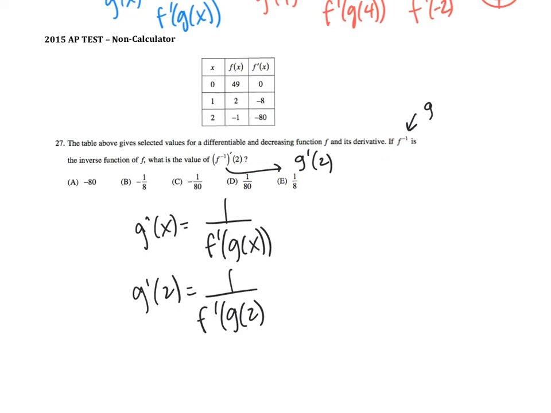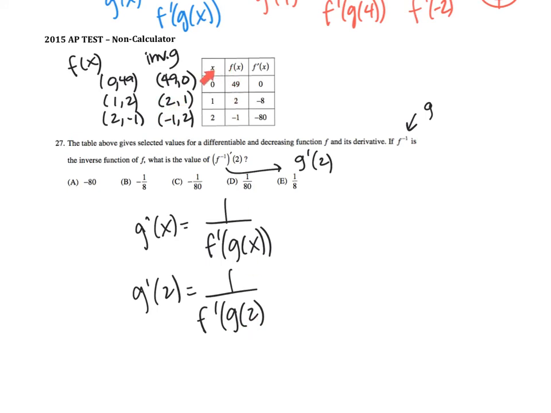Well, let's think about what we know about inverse functions. If my function has the points 0, 49, and it's got the point 1, 2, and it's got the point 2, negative 1, then the inverse, or g, has the points 49, 0, 2, 1, and negative 1, 2, where you flip your x and your y coordinates. So the inverse function, g of 2, would then be 1. Because if the function had the point 1, 2, the inverse would have the point 2, 1. So g of 2, my inverse's value at 2, will be 1.